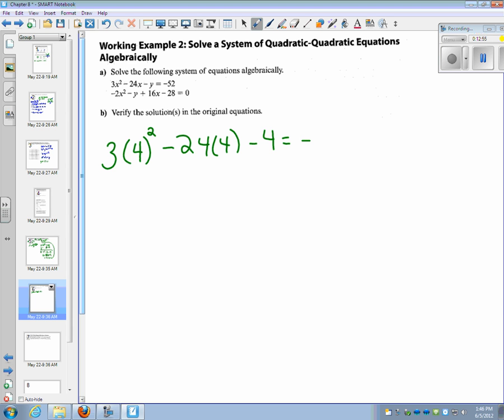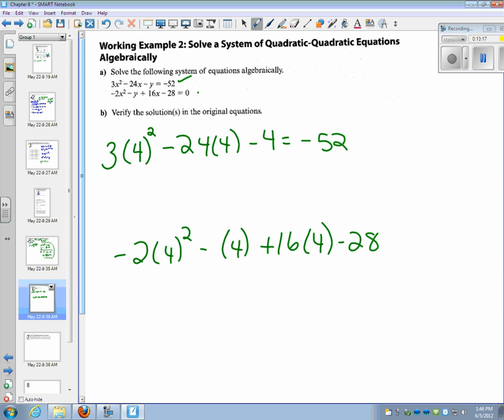You know what? That's too long for the video. You guys can do that math, but what you need to do is substitute into this first equation and check it, and then also substitute into the second equation and check it. And if both sides were equal, then I would have verified that this is a solution.